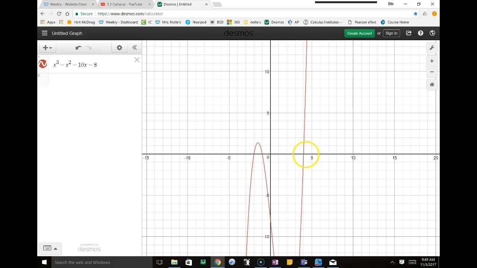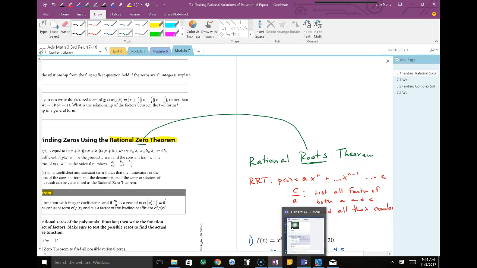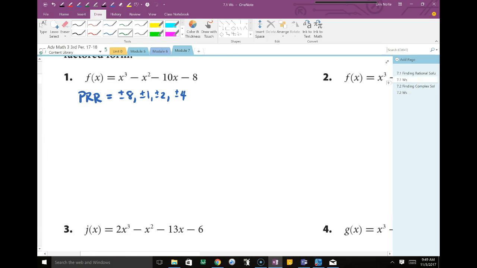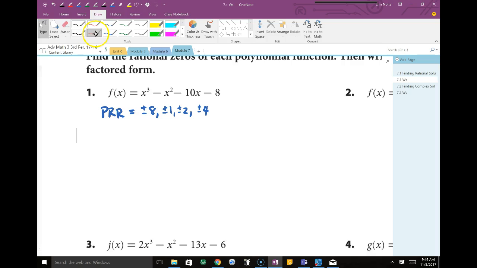Oh, I totally didn't say. Okay, -1. So we're going to take -1 and plug that into the box. Then we can prove that our Desmos is correct by having a remainder of 0. So we have 1, -1, -10, -8.